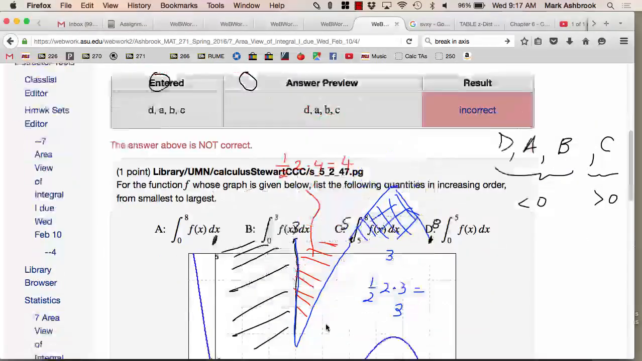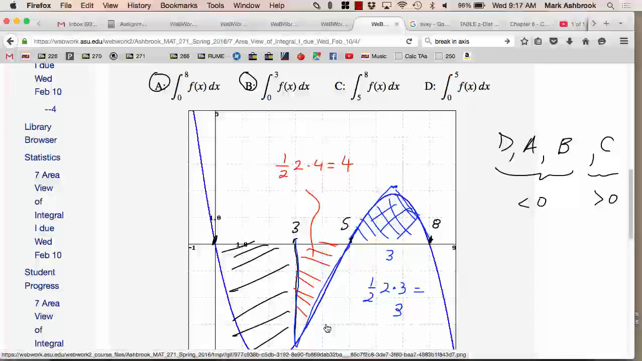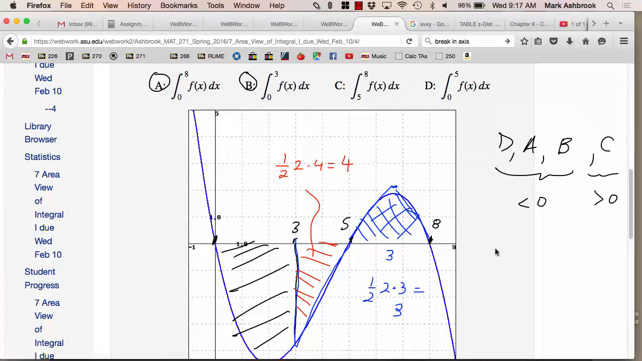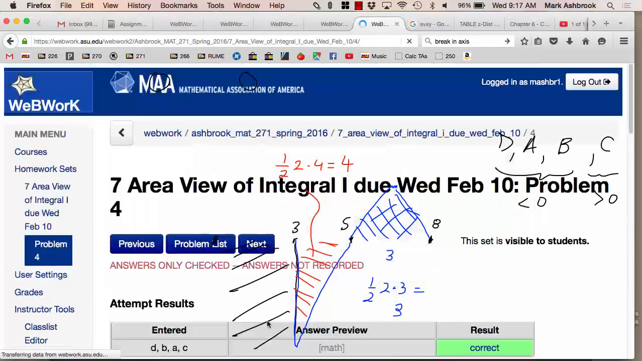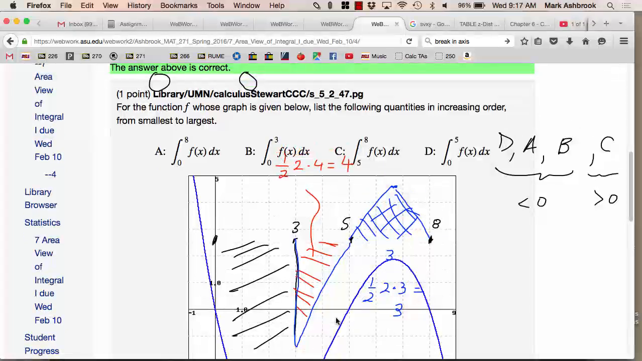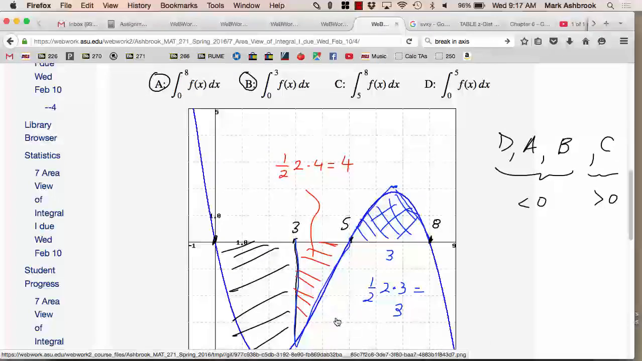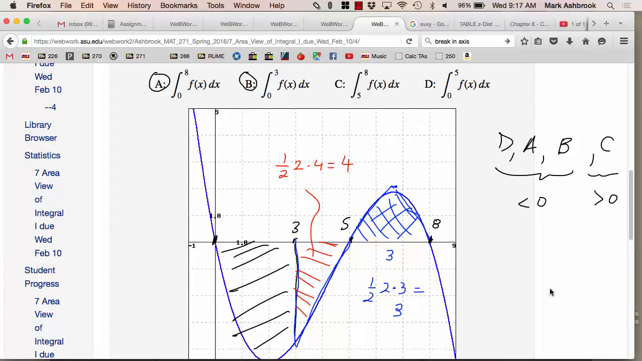Incorrect. I disagree. So are they saying it's DBAC? If it is, what's that? Then my reasoning was not correct somehow. So what did I do wrong? So I guess my triangles weren't accurate.